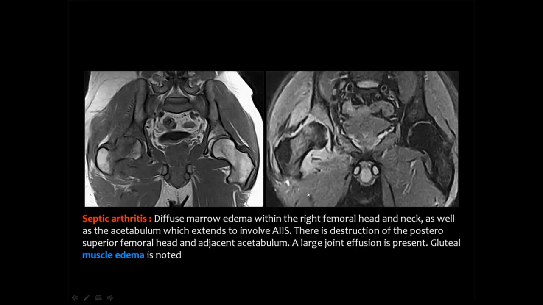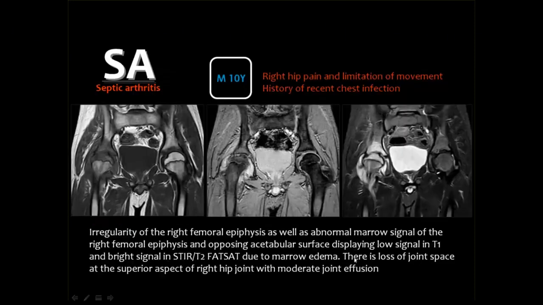And this is by MRI, septic arthritis of the right hip, coronal T1 and coronal STIR. You get bone marrow changes in the femoral head and the acetabulum, marked narrowing of the joint space, soft tissue swelling and edema surrounding the hip joint.